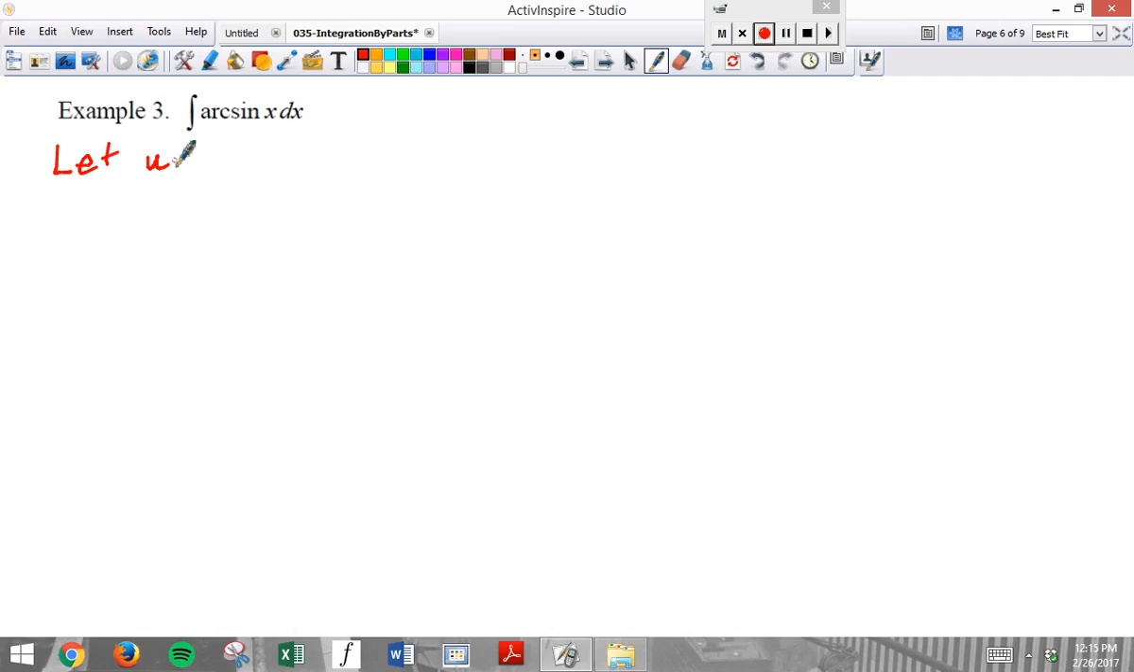Let u equal the entire inverse trig component, du. Hey, we just did this lesson. What a crazy random happenstance. What is the derivative of arc sine?